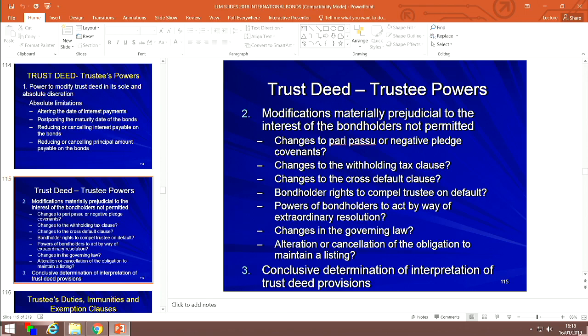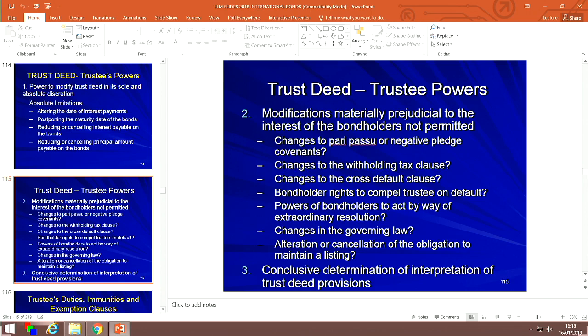The reason is that what is materially prejudicial is a matter for the decision of the trustee in its sole and absolute decision-making power. So what is materially prejudicial to the interests of the bondholders is something which has to be determined by the trustee. And once it decides that something is not material, then it can proceed. But what is important is that it is a limitation, and a trustee cannot simply behave in a completely arbitrary, random manner and say, yeah, I'm going to do this and I'm going to do that. And these are the areas in which the materially prejudicial formula becomes relevant.